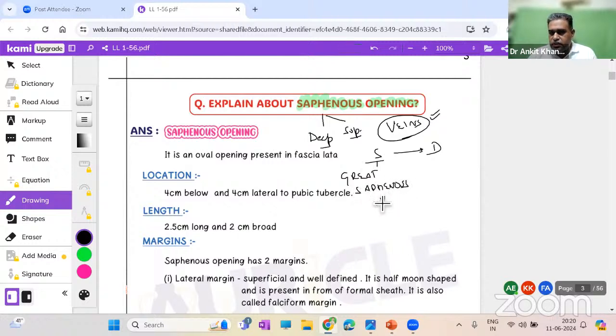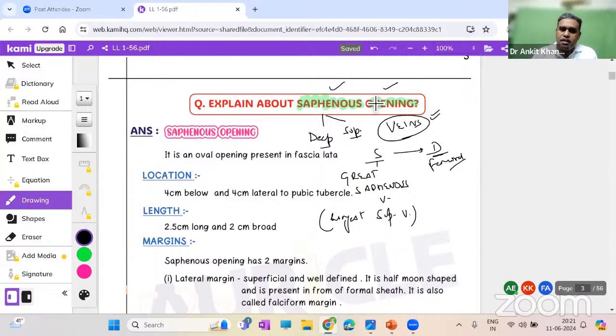This great saphenous vein, mind you, is the longest superficial vein in the whole body. Now, when this great saphenous vein enters into the deep vein, which here will be the femoral vein, it has to traverse through an opening of a deep fascia. That is known as the saphenous opening.